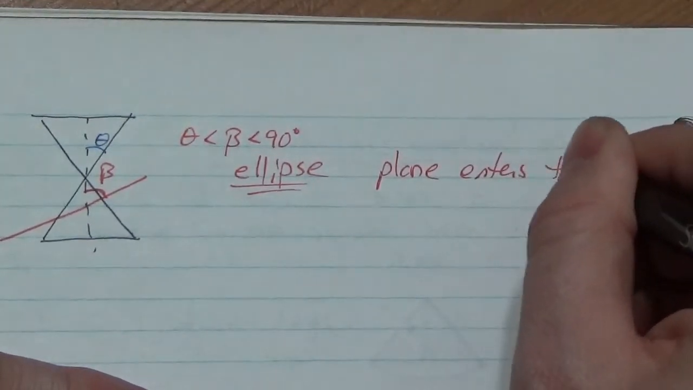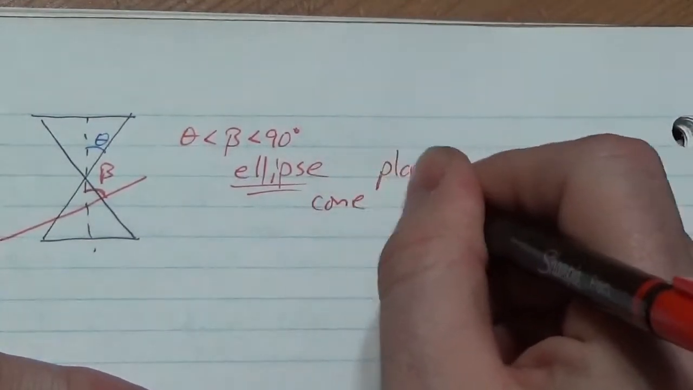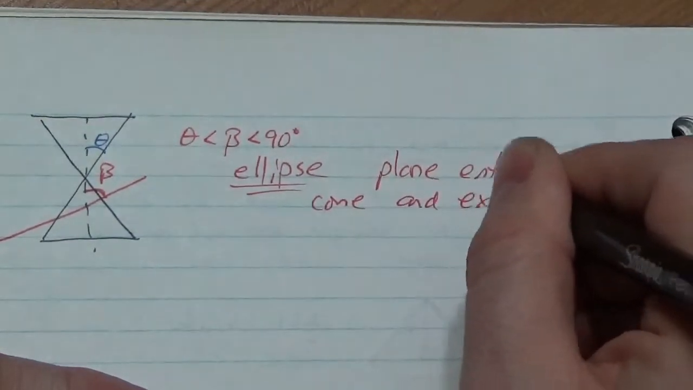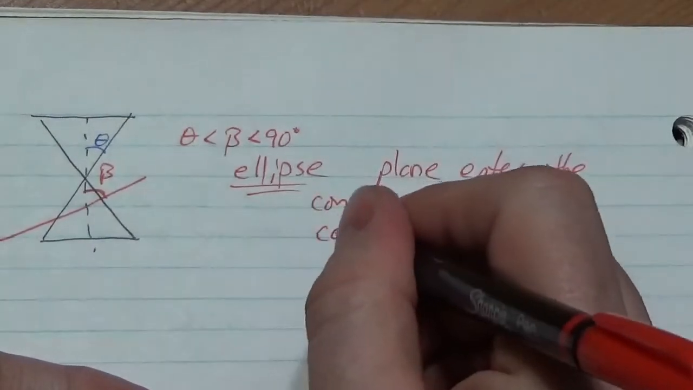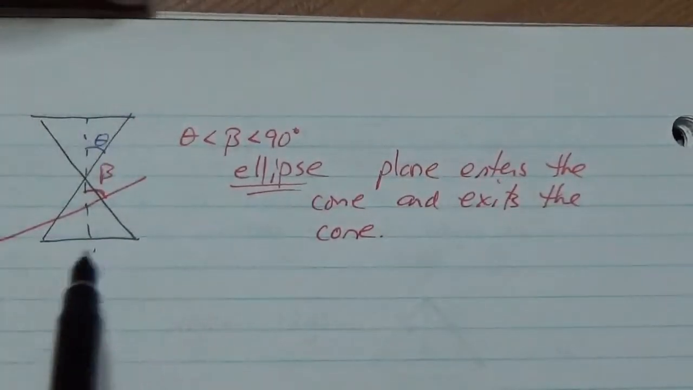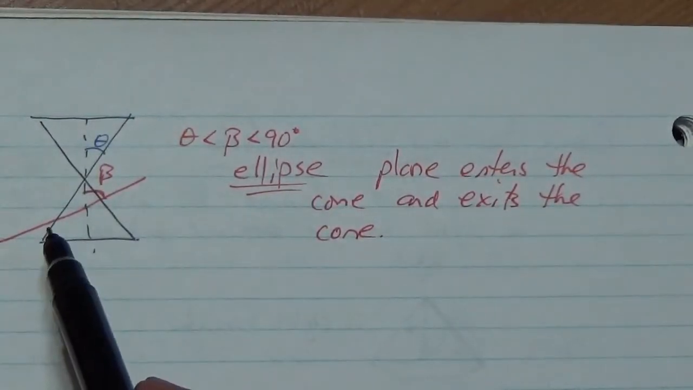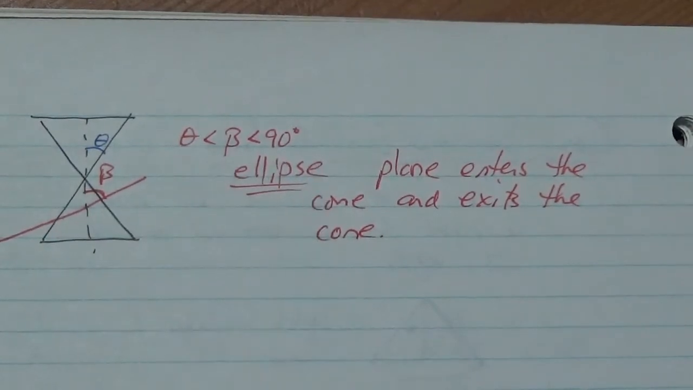And what happens here is that our cut, our plane, enters the cone and exits the cone. And it's really important that you catch what I mean by that. So when I cut through there, I cut into the cone here, and then I exit right there. Now, let's take a look at the next one.